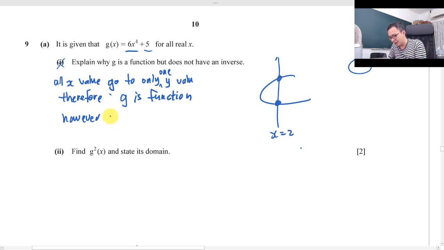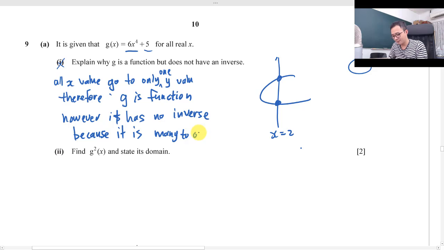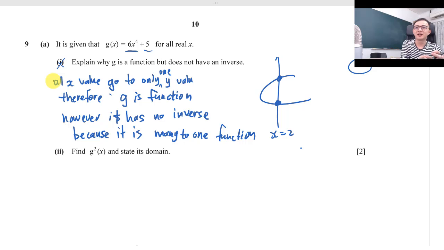however it has no inverse, because it is a many to one function. Because we know inverse only happens when it is one to one. Many to one function cannot have the inverse.